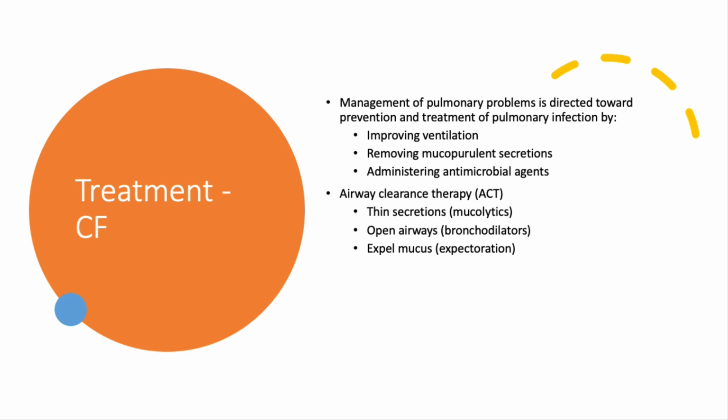This involves thinning the secretions with a mucolytic, such as Mucomyst, or 3, 6, or 7% saline. You want to open the airways. Remember, if the airways are larger, you can get more out of them. And we accomplish this with bronchodilators. And we also want to expel the mucus, which involves the patient coughing, but also involves us helping them, such as with pulmonary vest treatments, coughulators, or similar equipment.